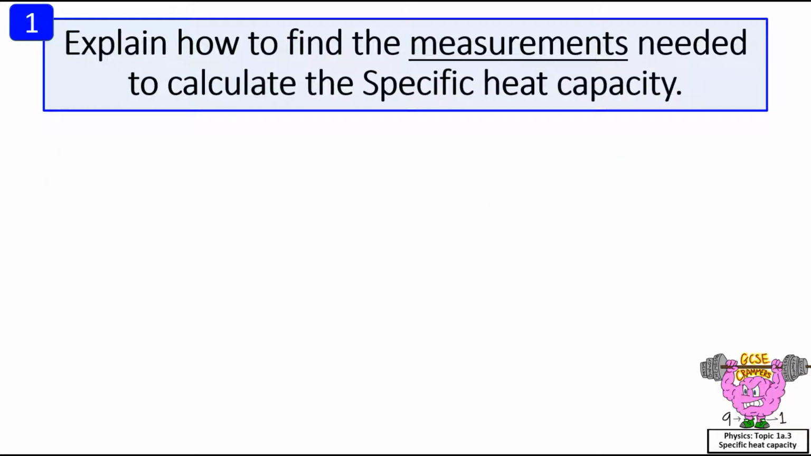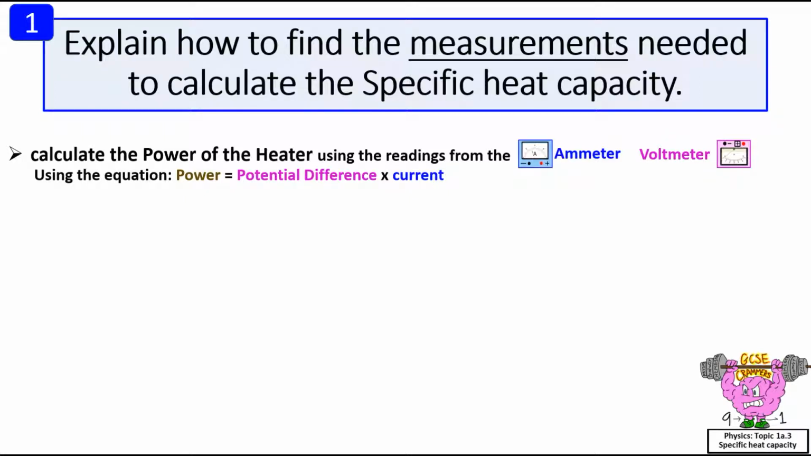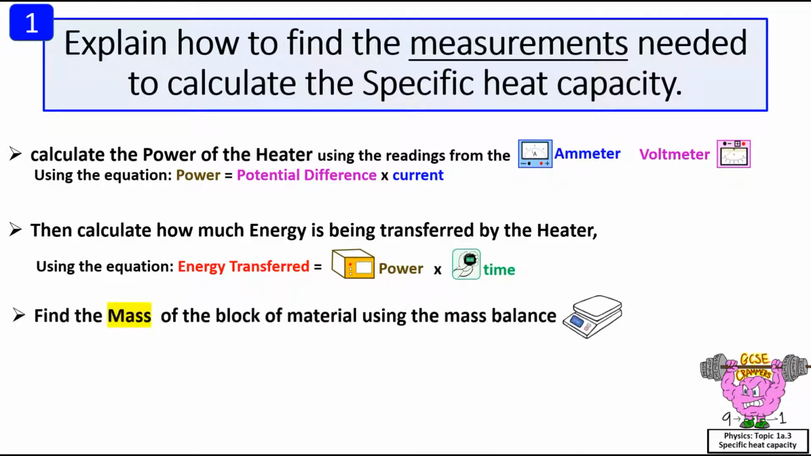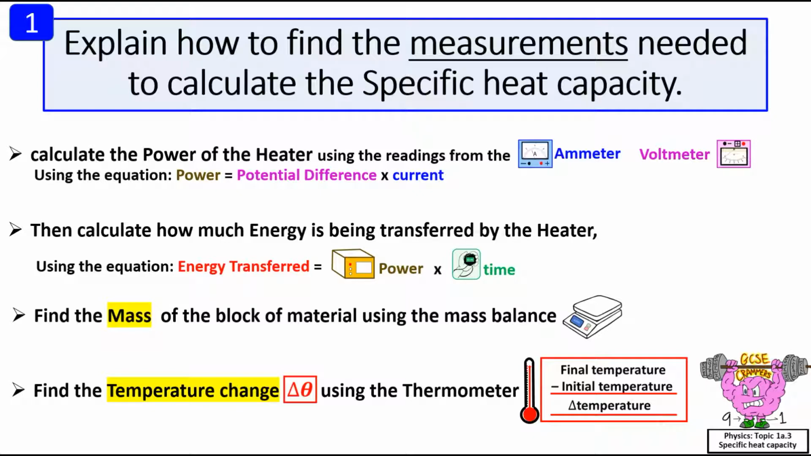Explain how to find the measurements needed to calculate the specific heat capacity. Calculate the power of the heater using the readings from the ammeter and the voltmeter, using the equation power equals potential difference times current. Then calculate how much energy is being transferred by the heater, using the equation energy transferred equals power multiplied by time. Find the mass of the block of material using the mass balance. Find the temperature change using the thermometer from taking the final reading and subtracting the initial reading.